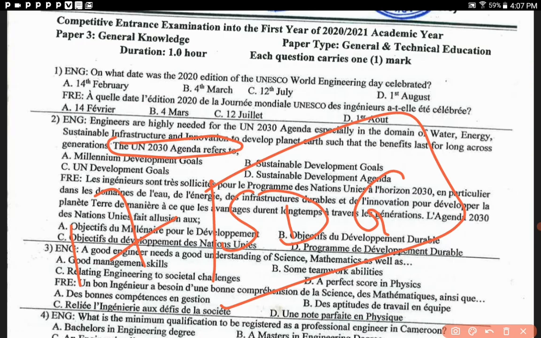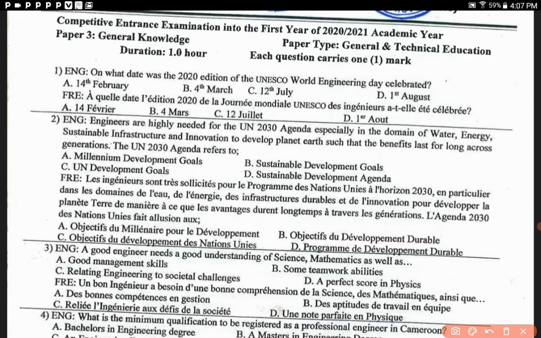Now, it is important for you to know that the Sustainable Development Goal is far different from the Millennium Development Goal. So now, after saying that our answer is Sustainable Development Goal, which is option B. Now, what does Millennium Development Goal refer to? The Millennium Development Goal, on the other hand, is known as the MDG, the Millennium Development Goal.